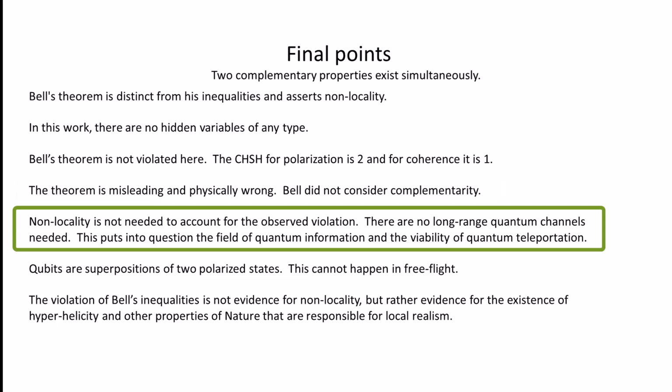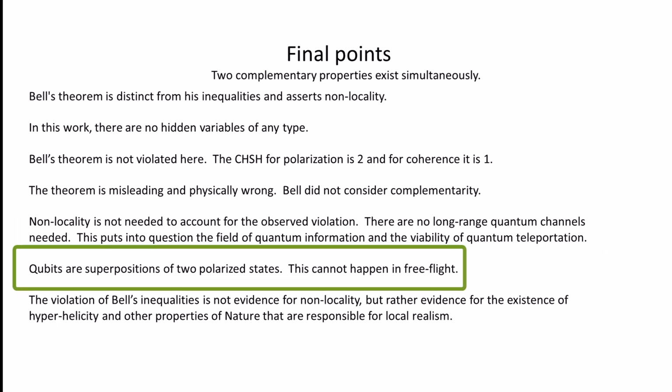Non-locality is not needed to account for the observed violation. There are no long-range quantum channels needed. This puts into question the field of quantum information and the viability of quantum teleportation. Qubits are superpositions of two polarized states. These cannot form in free flight. Again, quantum computing should consider this.